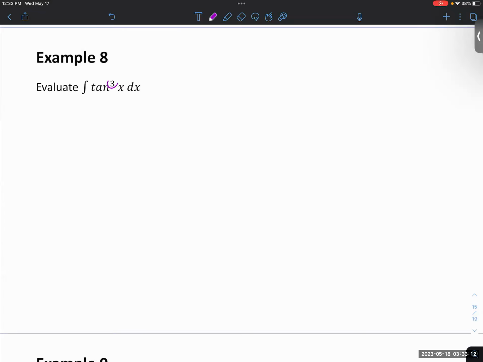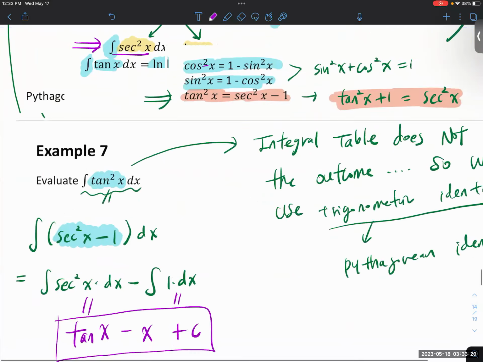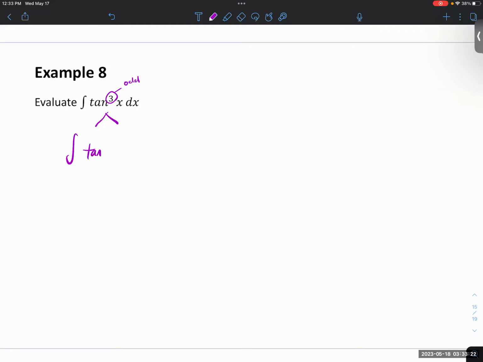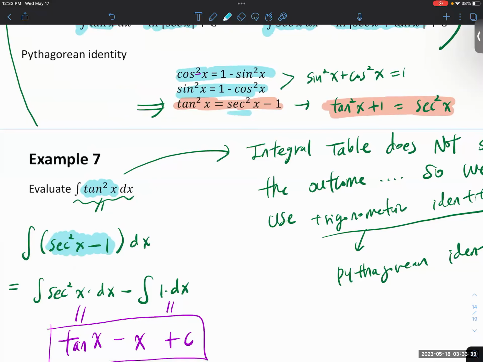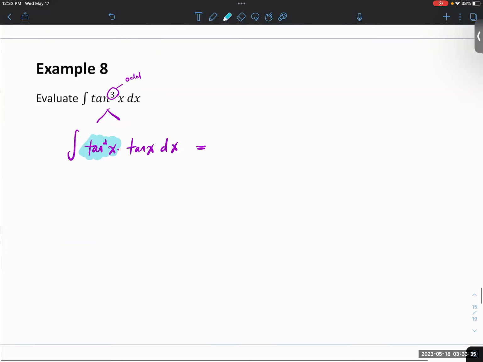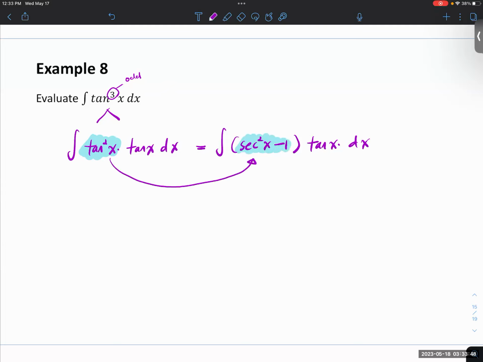So this is an odd number, so I cannot use a Pythagorean identity directly. I'm going to break this one up because the Pythagorean identity always has a second power. So it is the same as tangent squared x secant x times tangent x dx. We now know tangent squared x is, according to the Pythagorean identity, secant squared x minus 1. So I'm going to change this: secant x times secant squared x minus 1 times tangent x dx. So these are the same. This is a Pythagorean identity, correct?